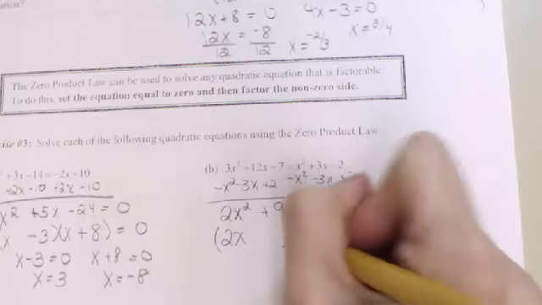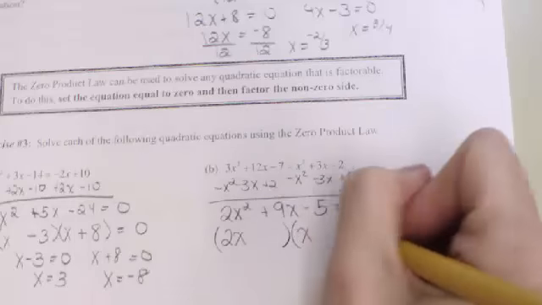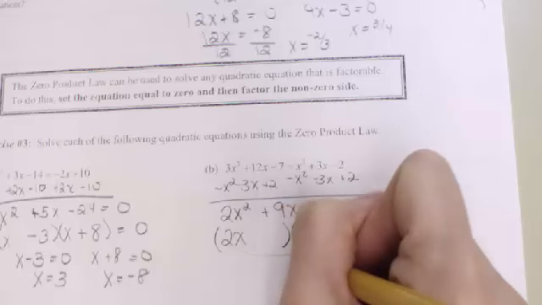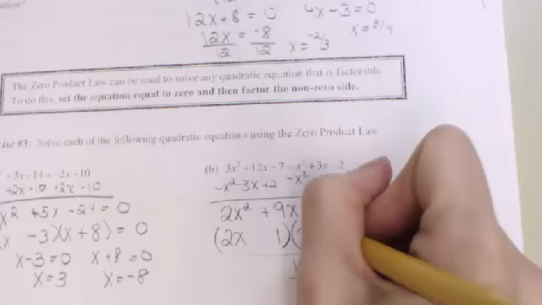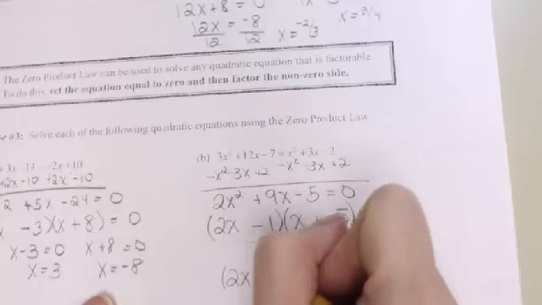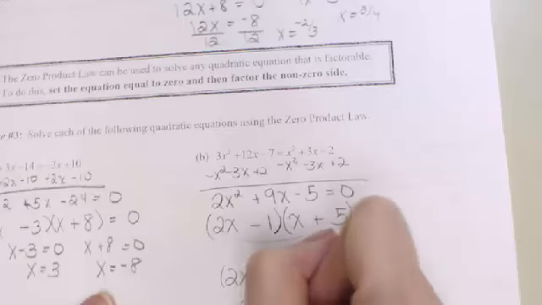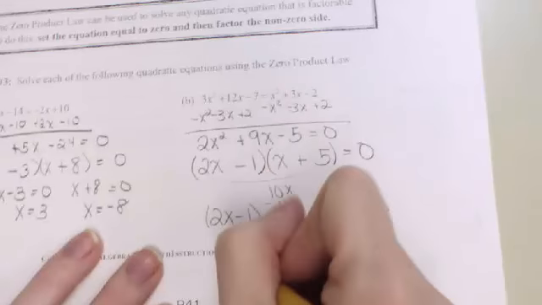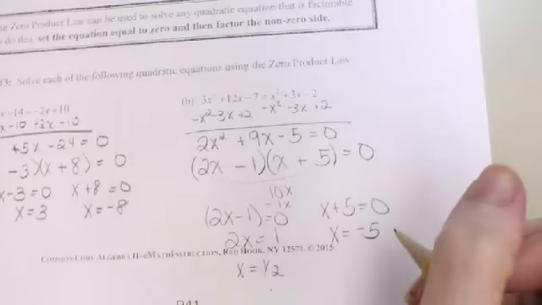2x and x. 2 and 5 are both prime, so that means my only options are the 5 and the 1 and the 2 and the 1. I'm going to put the 5 out here. That's going to give me 10x. And if I put the 1 on the inside, I could subtract that, and that will give me my 9x. So now that I have those, 2x minus 1 equals 0, and x plus 5 equals 0. 2x equals 1, and x equals 1/2. And over here, x equals -5.